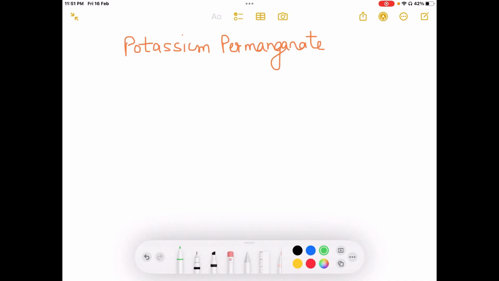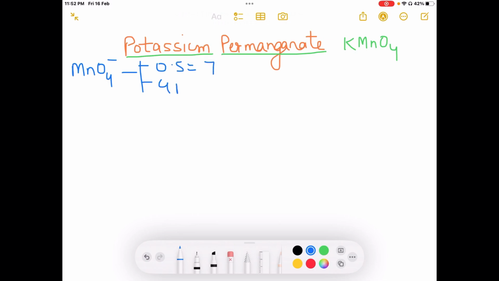Hello everyone. Let's discuss the preparation and properties of potassium permanganate, KMnO4. Permanganate ion is MnO4 minus. Its oxidation state is 7 and group number is also 7. So if a question is asked like give an example of an oxoanion in which the oxidation state and group number are same, then we can also write permanganate.